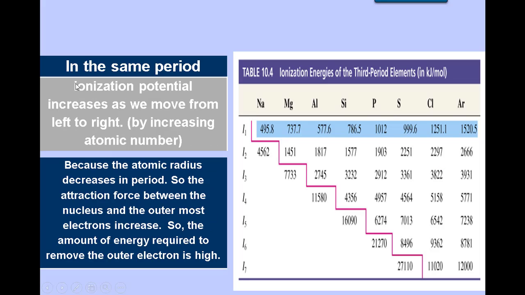In the same period, the ionization potential increases as we move from the left to the right by increasing the atomic number. As I mentioned in the previous slide, the ionization potential is opposite to the atomic radius. As we move from the left to the right, the atomic radius decreases, so the attraction force between the nucleus and the outermost electron increases, so we need more energy to remove the outer electron. You can observe here that as we move from the left to the right, in period 3, the ionization energy increases.